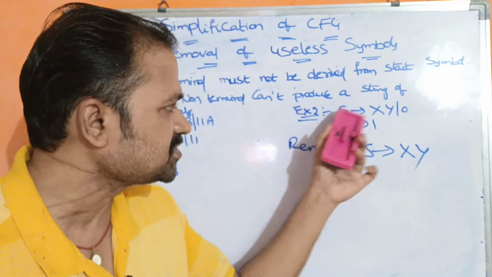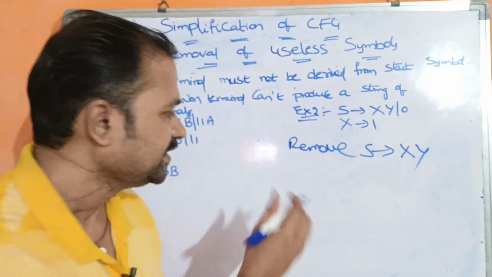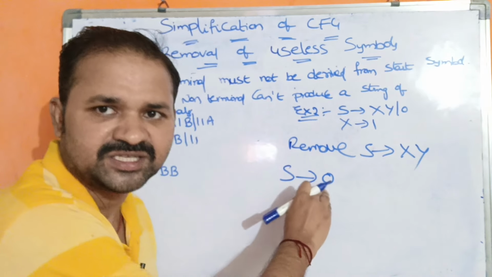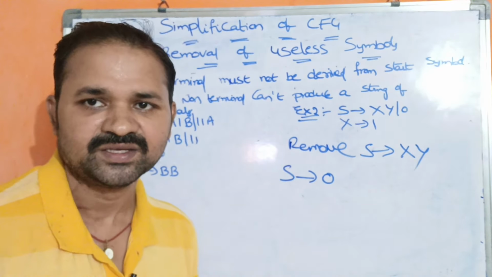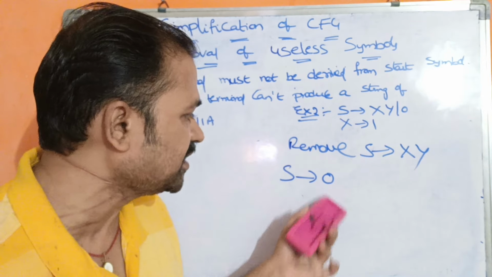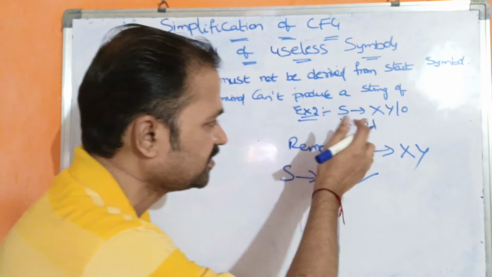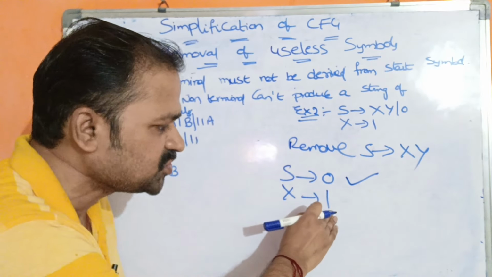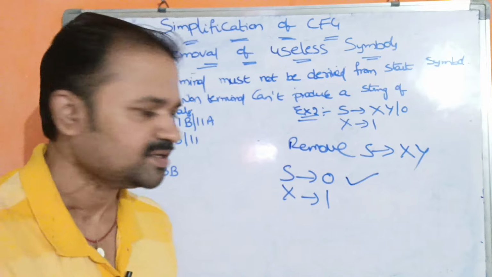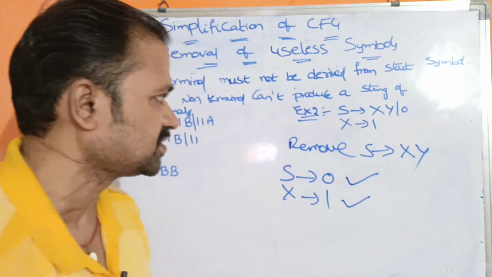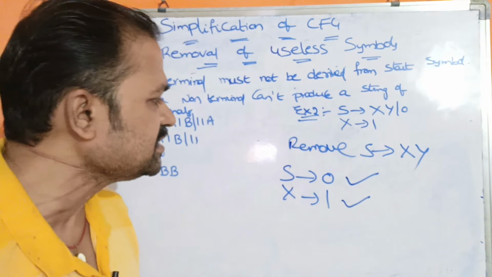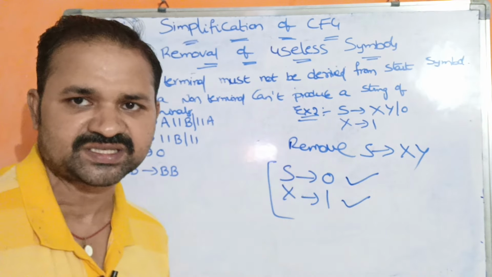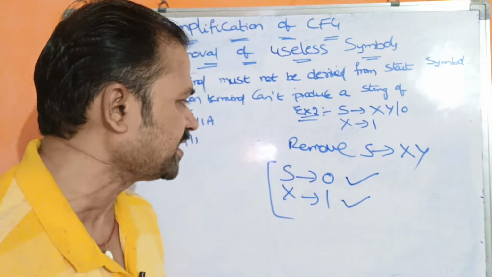Here this non-terminal is producing S produces 0. 0 is nothing but a terminal only. So it is producing a terminal symbol, so this is a useful production. Next, X implies 1. So this non-terminal is also producing a terminal symbol, so this is also a useful production. So after eliminating useless symbols, the grammar is these two productions: S implies 0, X implies 1.